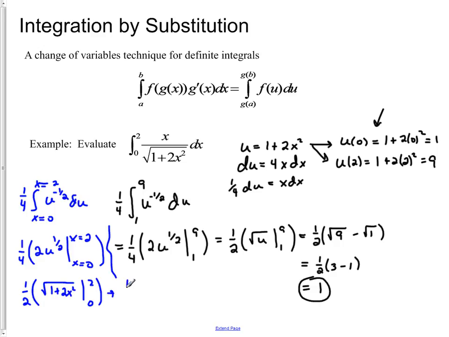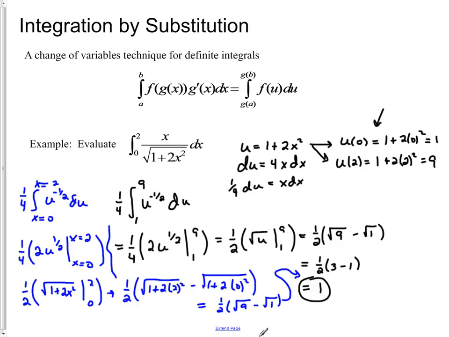Well, yeah, I do, because I'm going to have 1/2 times the quantity square root of 1 plus 2 times 2 squared minus the square root of 1 plus 2 times 0 squared. Correct those things in there. It looks kind of awful under that root. Let's try that again. 1 plus 2 times 0 squared. Well, of course, sure enough, that's 1/2 of the square root of 9 minus the square root of 1. And as shown before, yeah, we get 1.